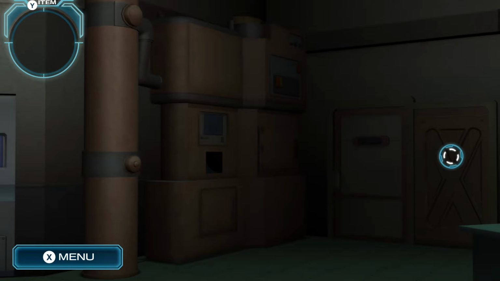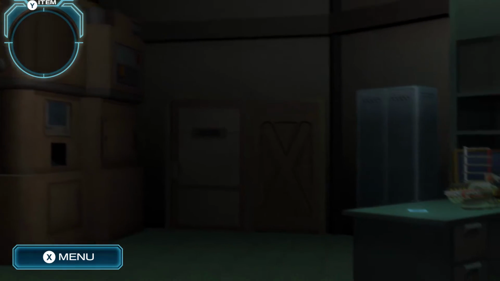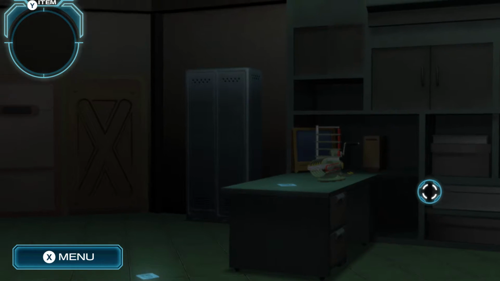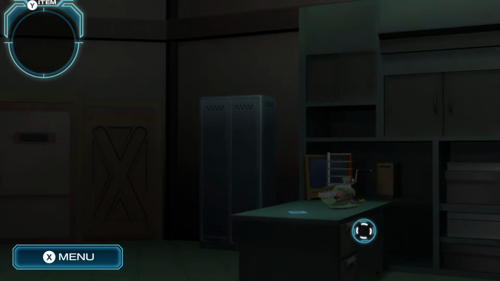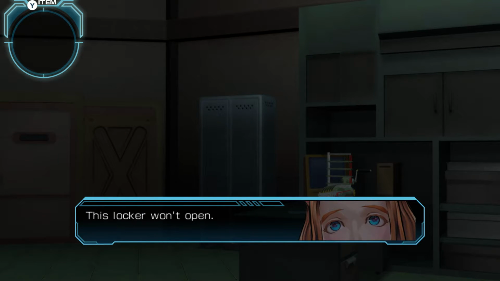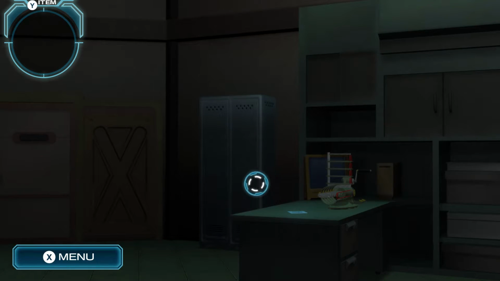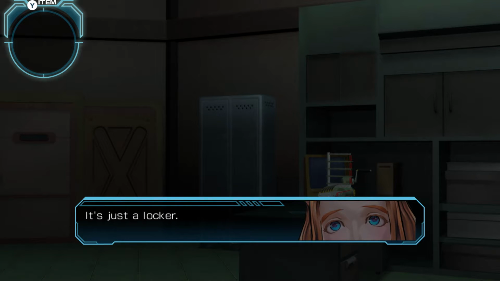So once again, interestingly, we are not locked in this room, but unlike last time, where we weren't locked in the room but we were going to be poisoned to death, from what I can tell, there's nothing really pushing us forward beyond wasting time. This locker won't open. I doubt we have to be concerned. It's probably just a change of clothes. It's just a locker.